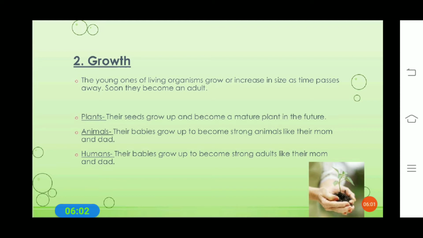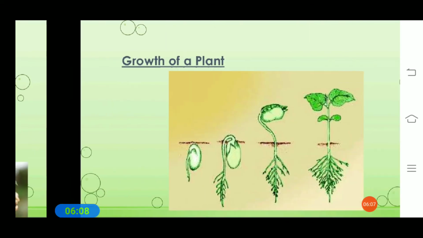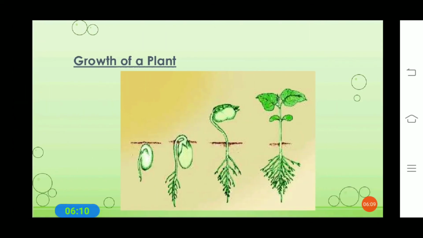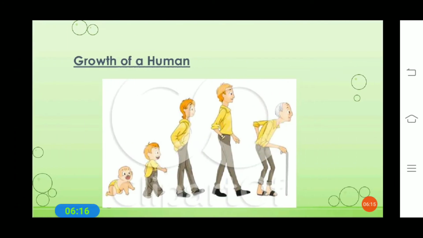Yes, and humans, their babies grow up to become strong adults like their mom and dad. So here the picture shows the development and growth in plants. Next, the growth of a human being from baby to adult, and afterwards a young man. Next, they become old. So this is the growth of humans.